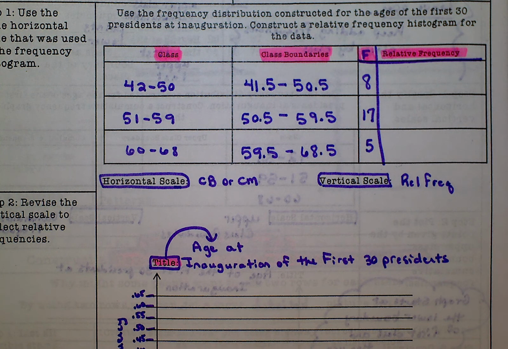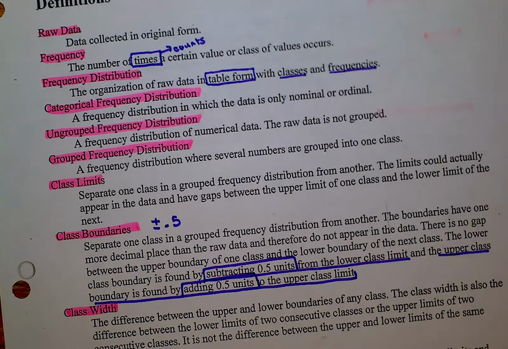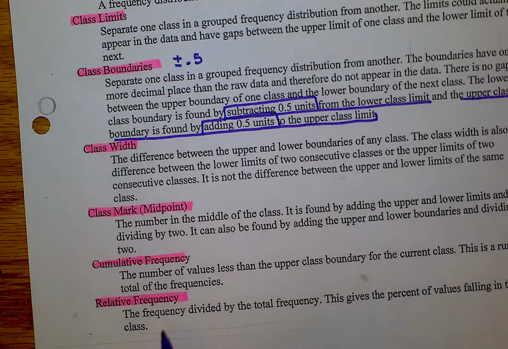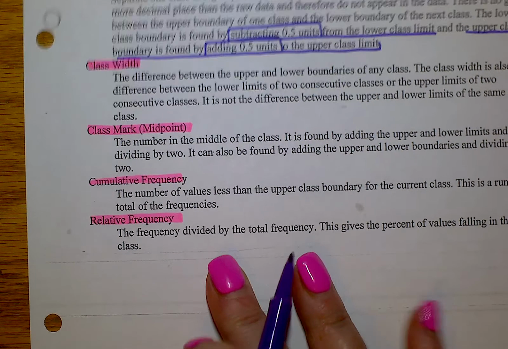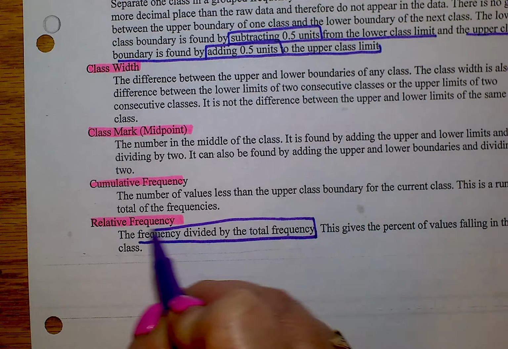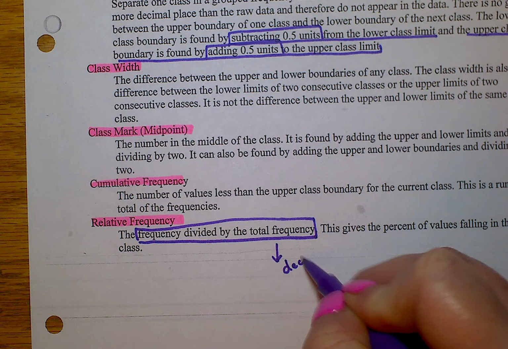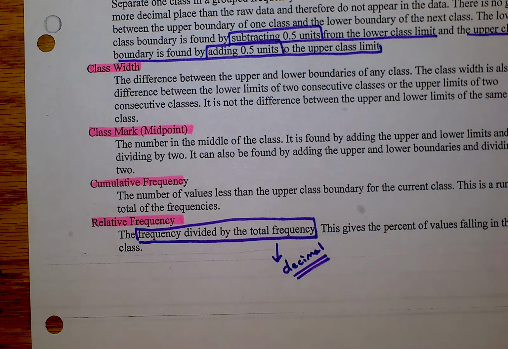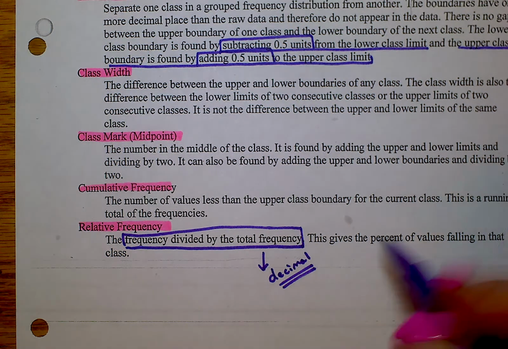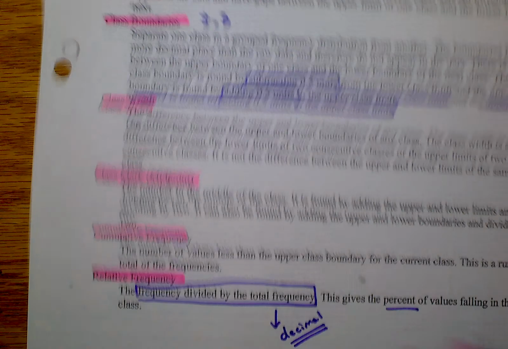Now, your relative frequency. With your relative frequency, you're going to take the class frequency and you're going to divide it by the total frequency. You're going to leave that as a decimal, okay? And that decimal can be converted to a percentage. And it will tell you how much percent is actually falling within that class.